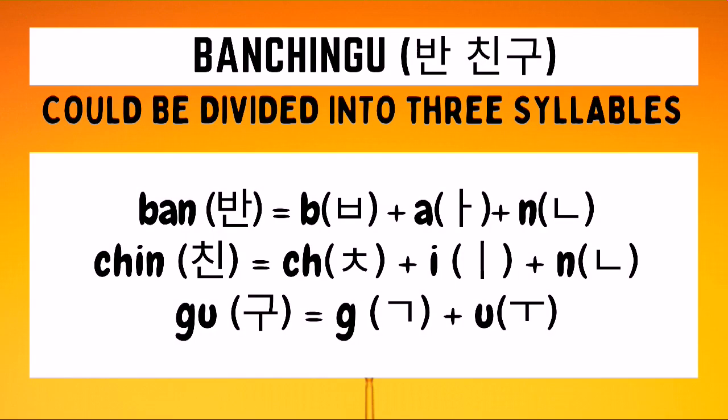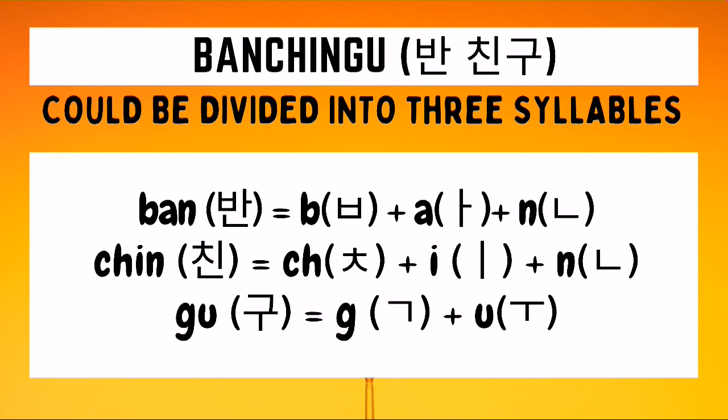How do we write BANCHINGU in Hangul? Let's start with the first of the three syllables. To be able to write the syllable ban in Hangul, we need to draw first a beep character, followed by an a character, followed by a neon character. For the second syllable chin, we need to draw first a tiat character, followed by an e character, followed by a neon character. For the last syllable gu, we need to draw first a gyo character, followed by an u character. And then we just have to combine the Hangul for each of these three syllables to form the Hangul of the word BANCHINGU.